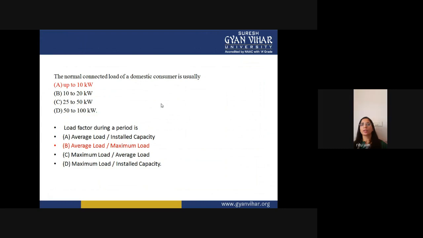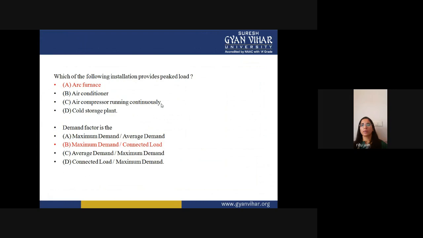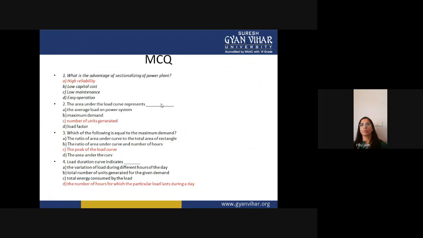Load factor during a period is average load divided by maximum load, and the demand factor is maximum demand upon connected load. And what is the advantage of sectionalizing of a power plant? It is necessary for high reliability. Whatever your demand is, it must be fulfilled. So for high reliability, sectionalizing of the power plant is required.